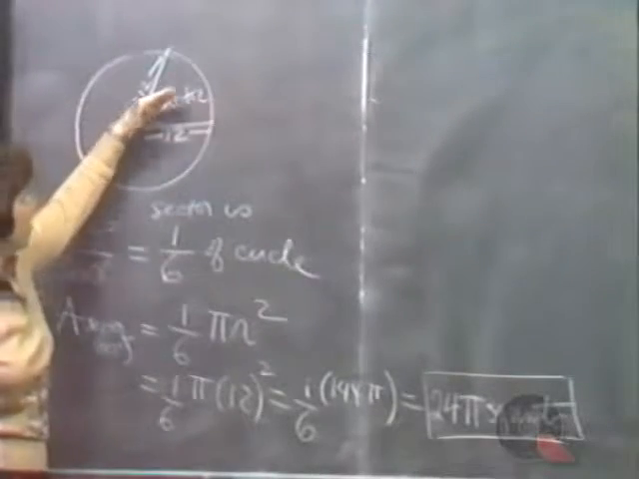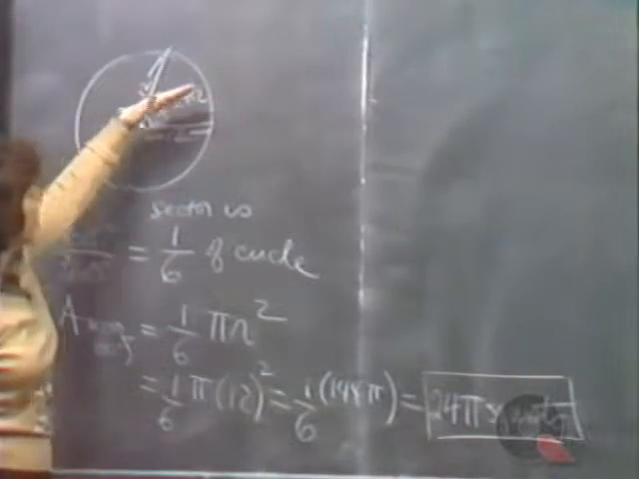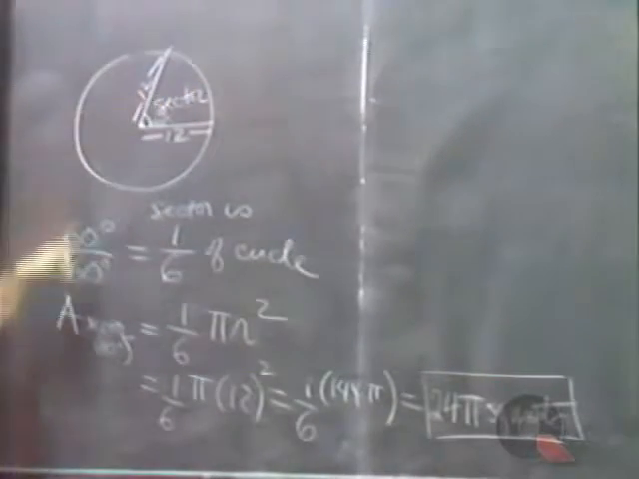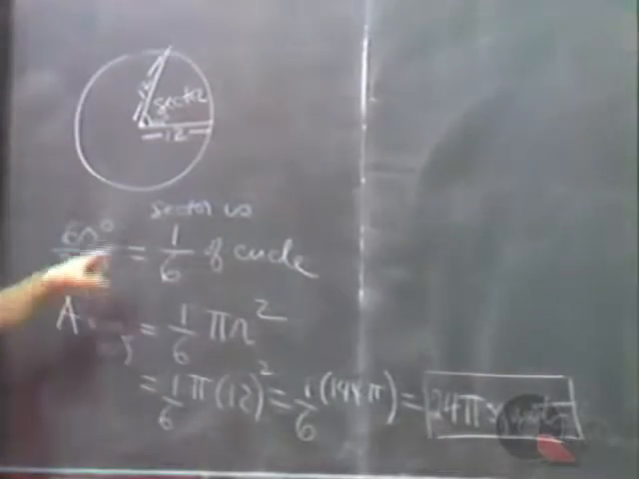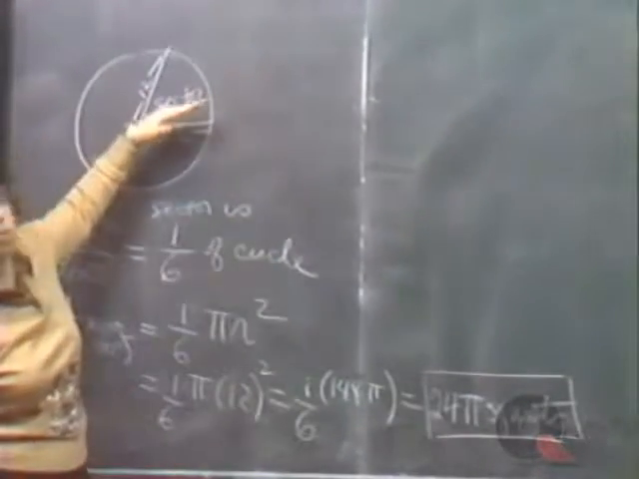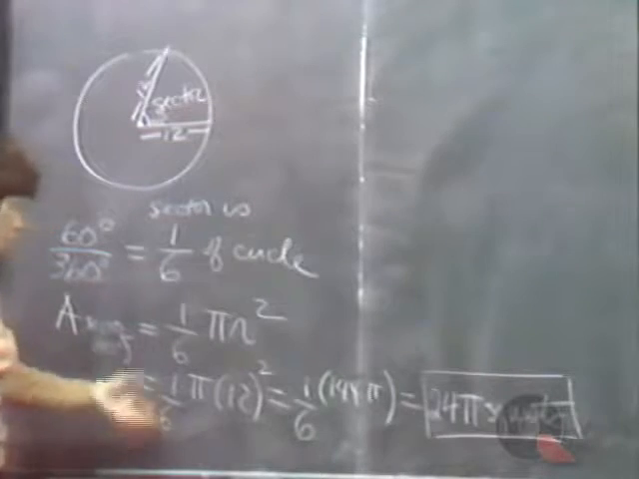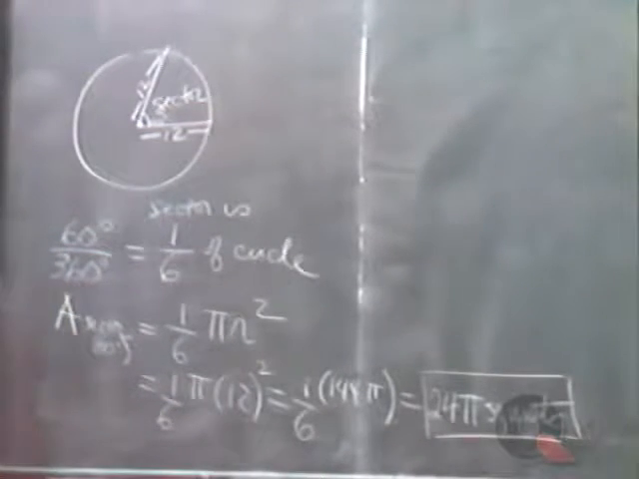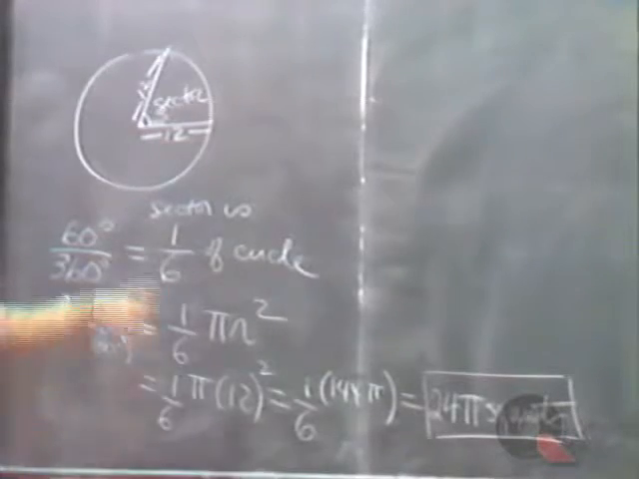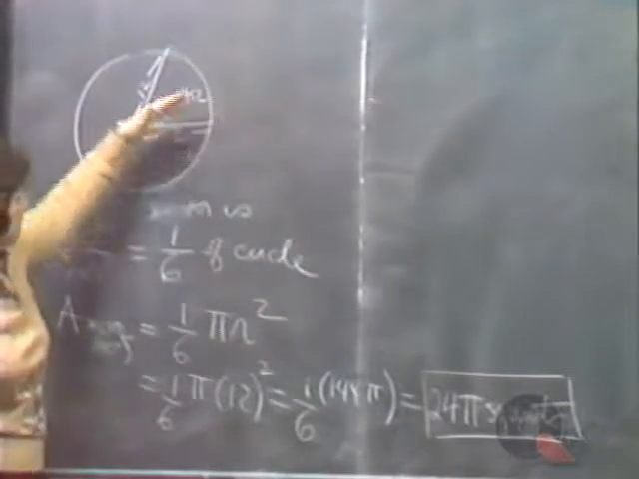If the angle, by the way, had been 30 degrees, then you would say 30 over 360 gives us 1/12 of the total circle. And here we use 1/12 of pi r squared. And we would have wound up with 12 pi square units for the area of the sector.